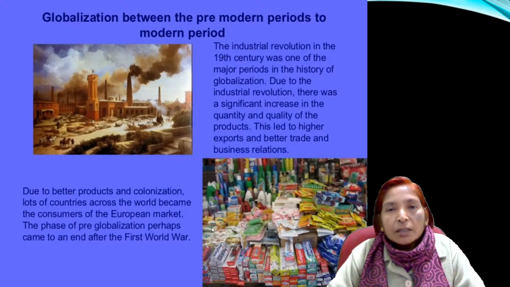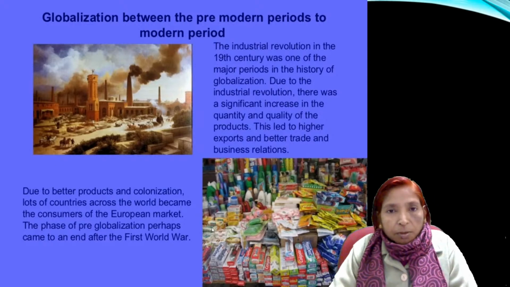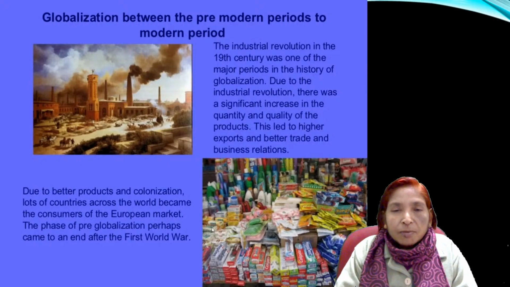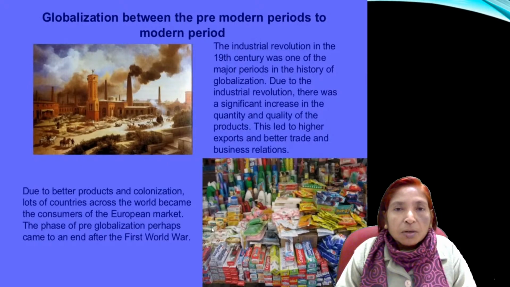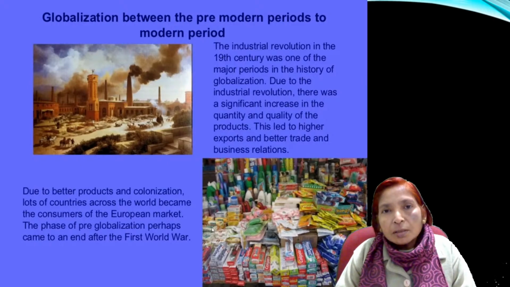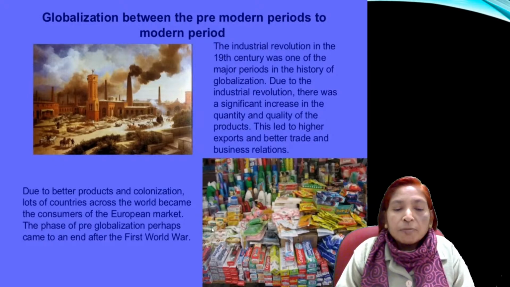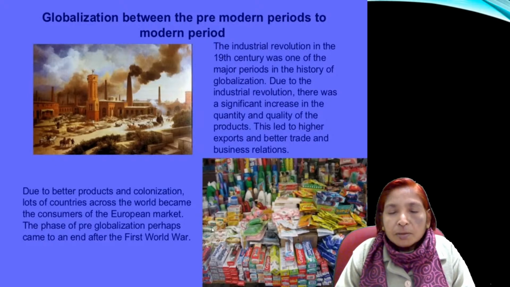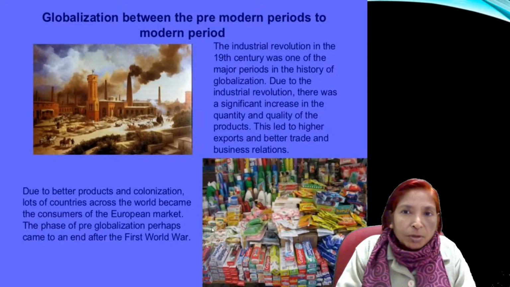Due to better products and colonization, lots of countries across the world became consumers of the European market, because at that time European countries were in power and they had colonized all the least developed or underdeveloped countries. The phase of pre-globalization perhaps came to an end after the First World War. So this is the globalization period which lies between the pre-modern period and the modern period.